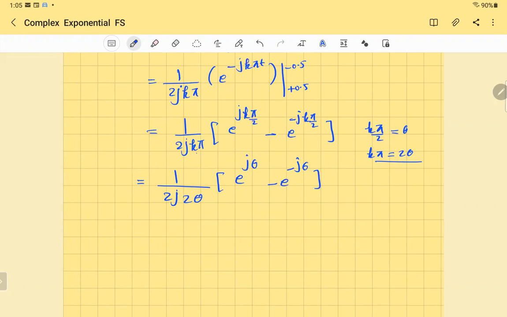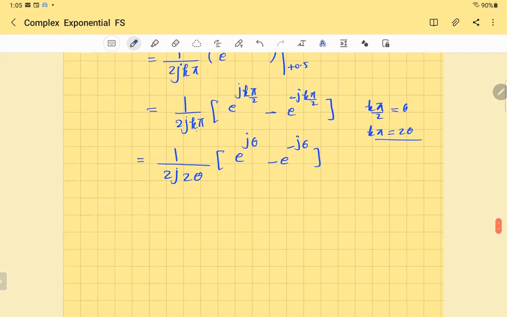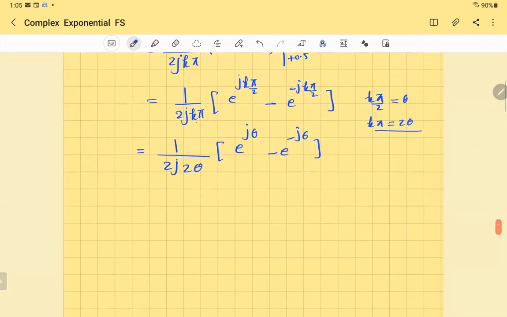Yes. Now, always try to make it look nice. It's psychology, it really affects. When you see it like that, you see it with j k, it's just annoying. Now, I can say it's equal to 1 over j 4 theta times e to the j theta minus e to the minus j theta.